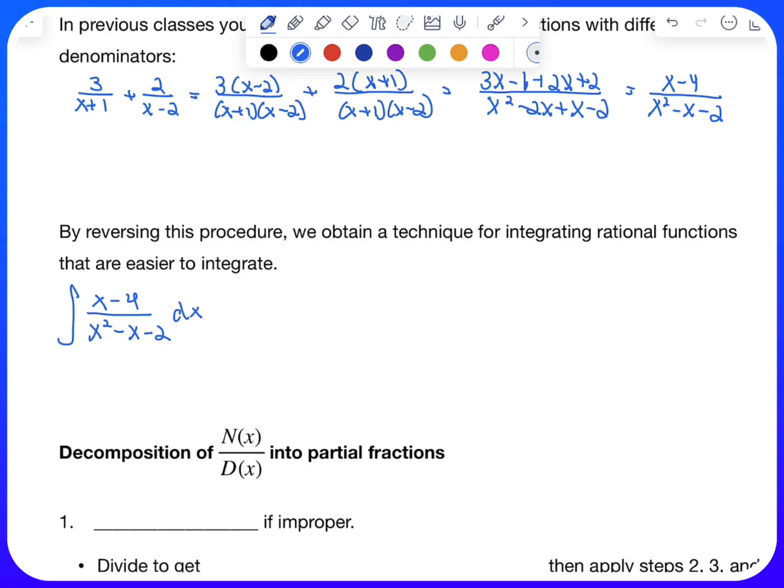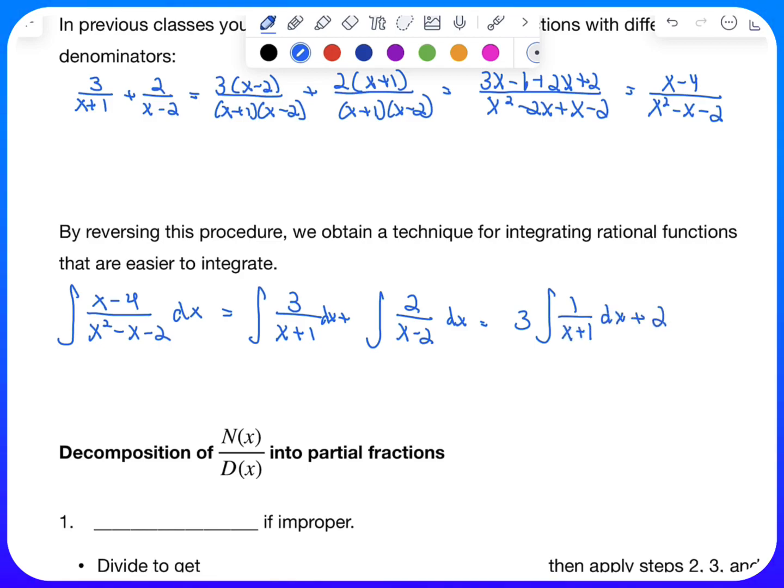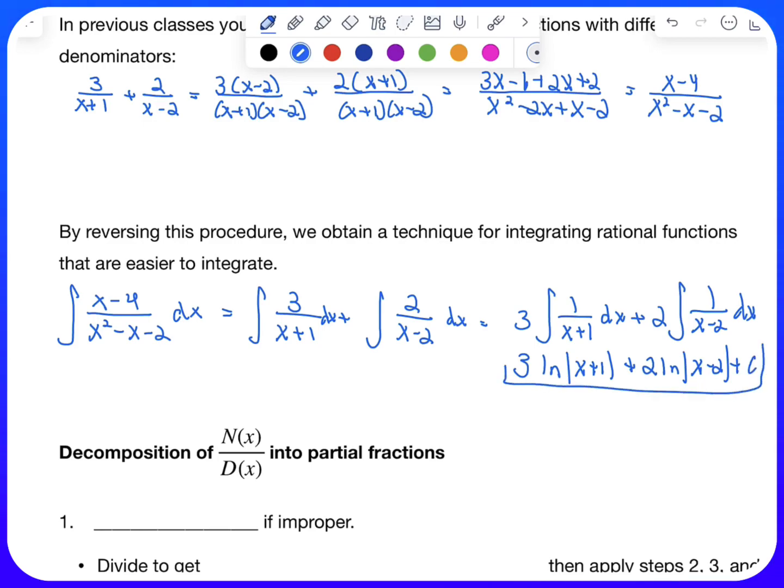So, for example, if we had this integral problem, we would rewrite this as the integral of 3 divided by x plus 1 plus the integral of 2 divided by x minus 2. And then we evaluate each of those integrals. For the first integral, I'm going to use u-substitution, let u equal x plus 1, so that becomes the natural log of the absolute value of x plus 1 times the 3, plus 2 times the natural log of x minus 2, plus c.